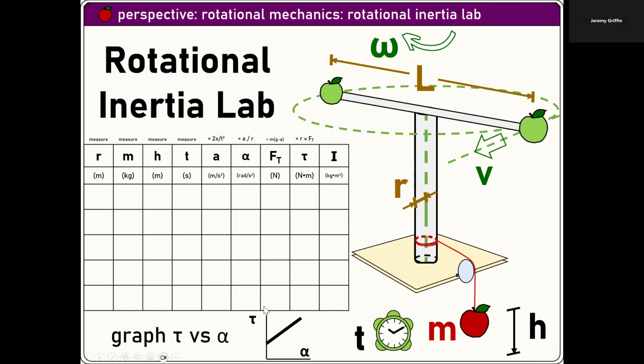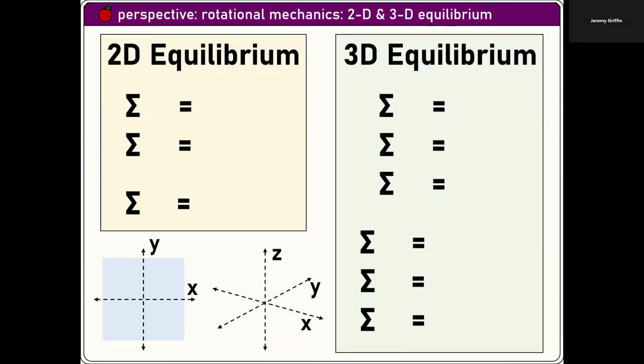It's good to see that. The slope is still equal to capital I, rotational inertia. All right, you guys good with that lab? It's a pretty good lab to know. There's I right there. Everybody got that? Slope is I.